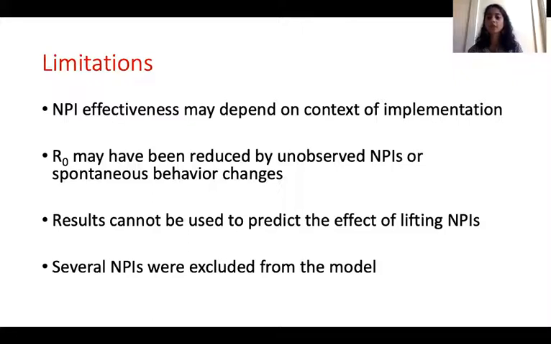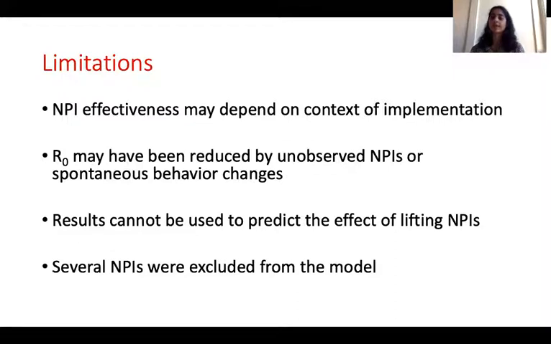So I kind of mentioned this in the Lai et al. limitations as well, but R0 could have been reduced by any unobserved behavior, changes in seasonality, things like that. And then the results of this study can't be used to predict the effect of lifting NPIs. So they mentioned this briefly in their warning signs at the end of their conclusions. So for example, closing schools and universities seems to have greatly reduced transmission, but clearly that doesn't mean that reopening them will cause infections to soar. So it's not really an inverse correlation.